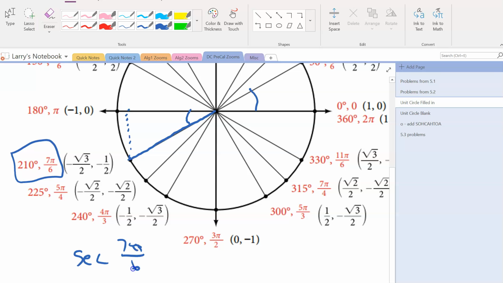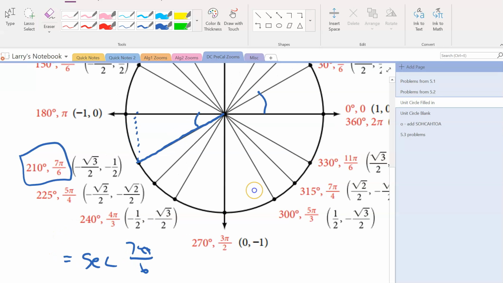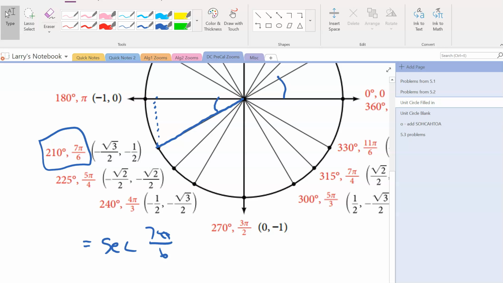So secant of 7 pi over 6, and we know secant is 1 over cosine, and cosine is x. Cosine is x. X before y, cosine before sine. And we know these two angles are the same. This angle is 30 degrees and that angle is 30 degrees.